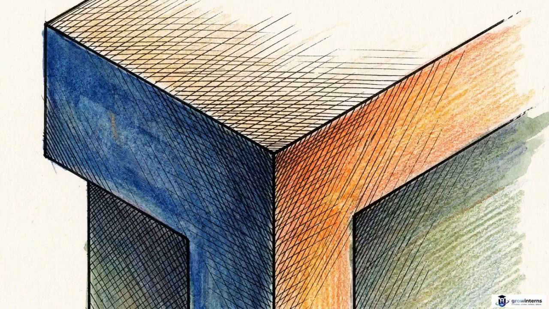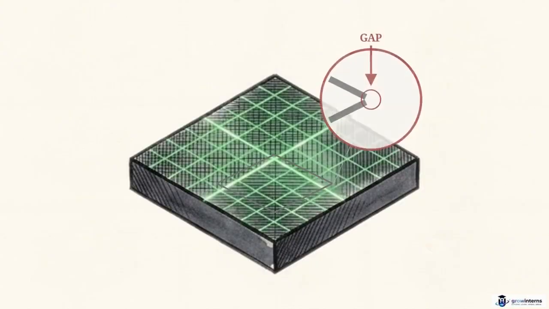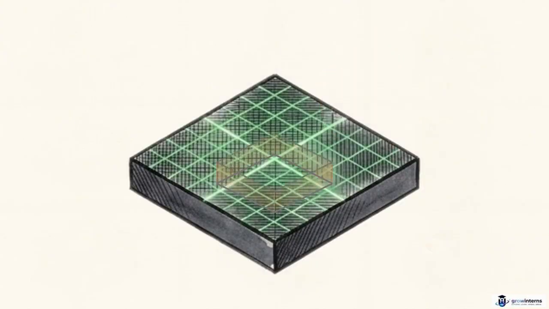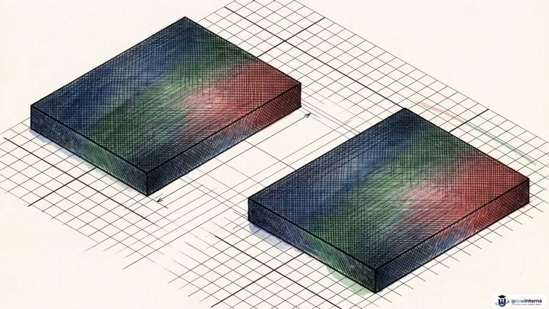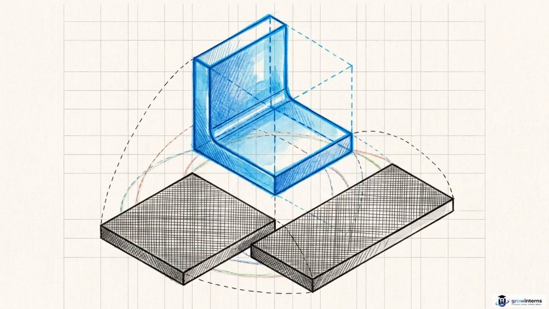In 3D modeling, geometry must be airtight. If the 2D perimeter isn't perfectly sealed, the software cannot calculate the internal volume, leaving you with a surface rather than a solid part. We now have 2 thick components, but they are both lying flat on the grid. We have to reorient them for assembly.